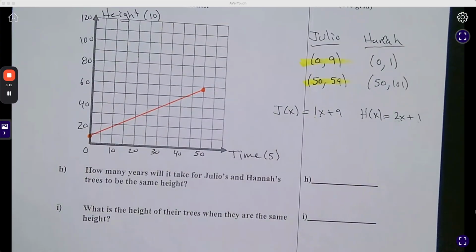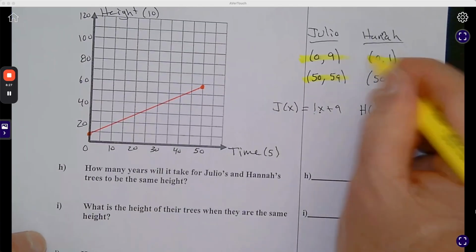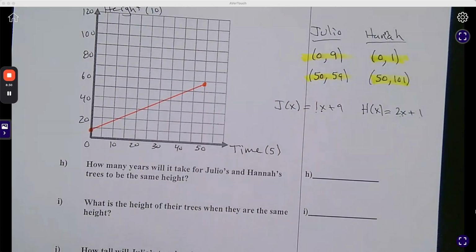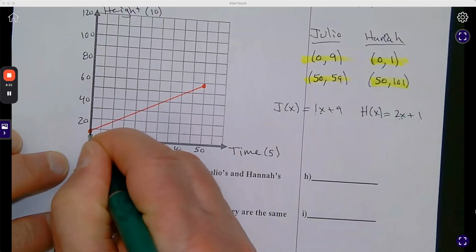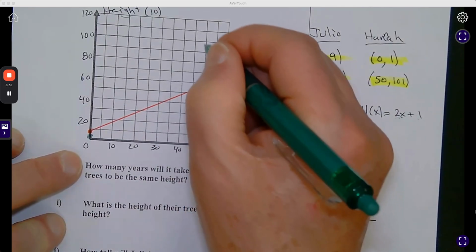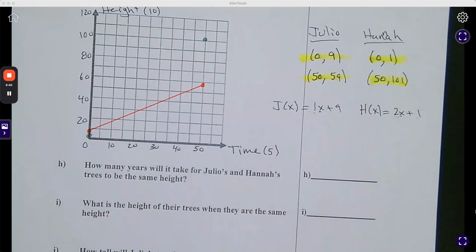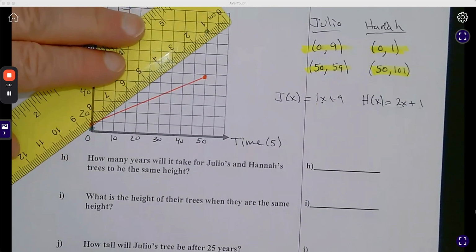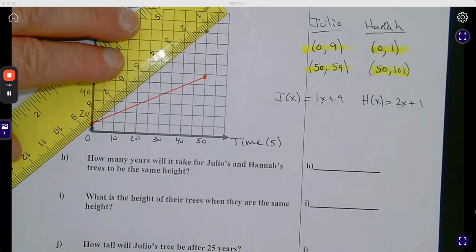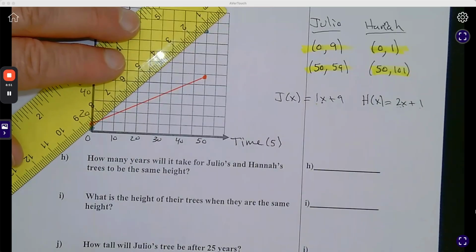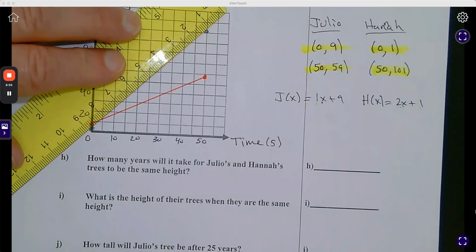Now let's go ahead and graph Hannah. Hannah has an initial height of 1, and then after 50 years is 101. So 0, 1 is just above 0, and 50, 101 is just above 100. And now where they intersect is going to be interesting, right? Because that's the solution for the point of intersection of these 2 functions. So they should intersect at the same place that we intersected earlier, which was at 8, 17.